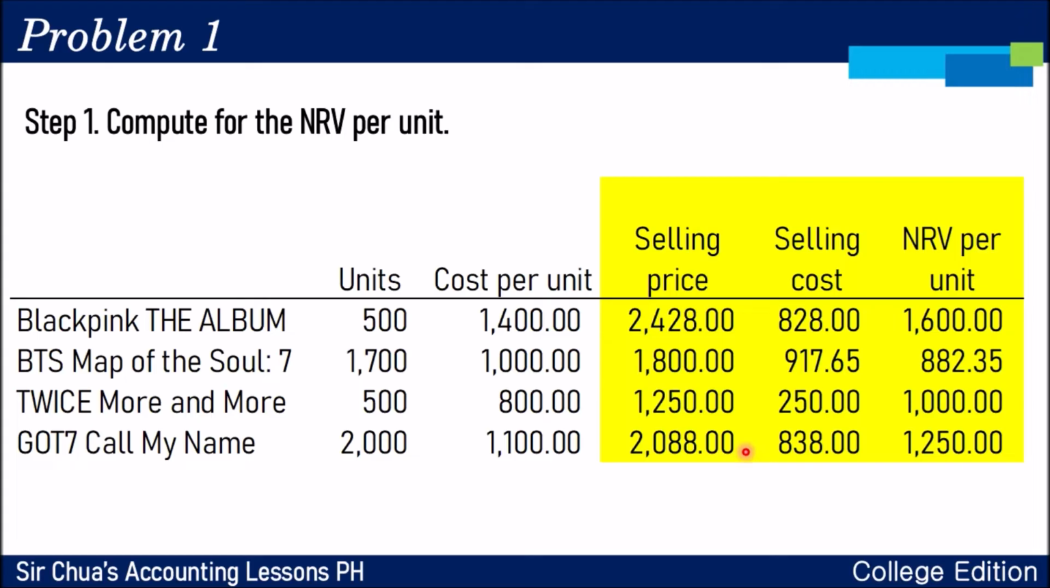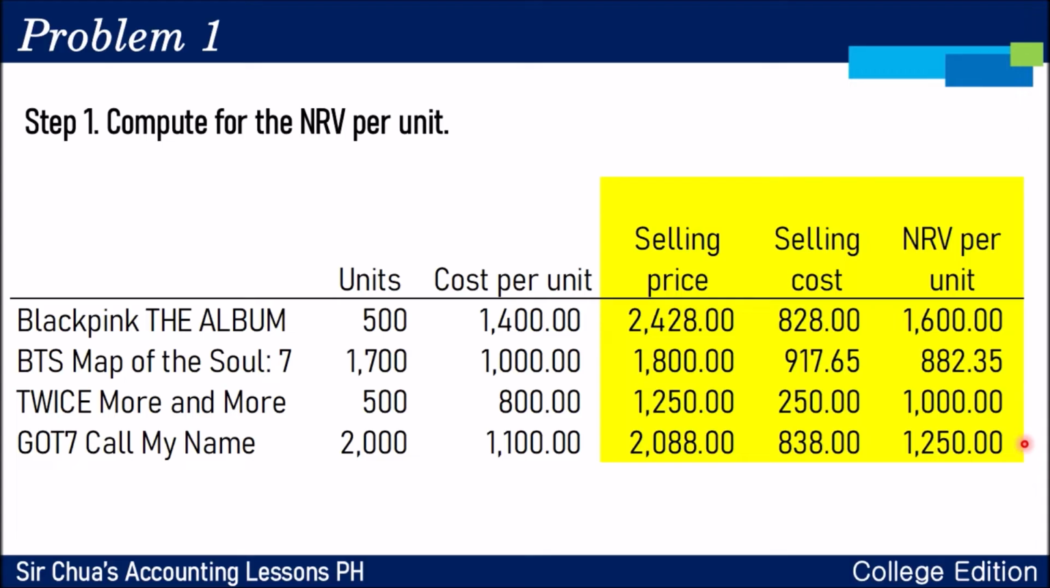Okay, and then you determined or you estimated na ito po yung selling cost, no, for those albums pag nabenta. Okay, ito po yung ating selling cost. So, syempre, you just need to compute for the NRV by just deducting both of them. Okay, selling price less selling cost. Ganun lang po. Okay, so lalabas po yung ating net realizable value per unit. So, for the Blackpink the album, it's 1,600. For BTS, it's 882.35. For Twice, it's 1,000. And for GOT7, it's 1,250.